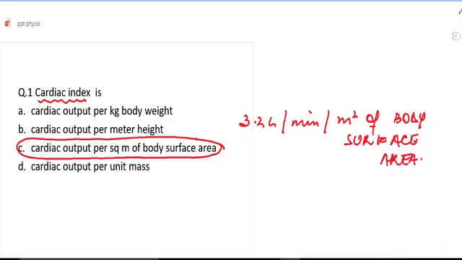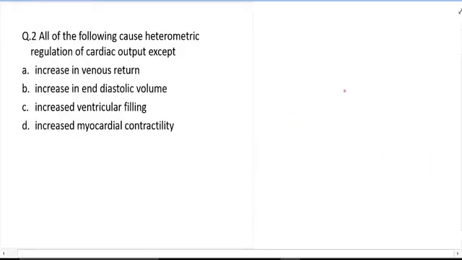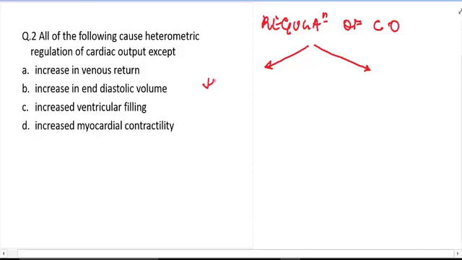Let's see the next question. All of the following cause heterometric regulation of cardiac output except. Now, what is heterometric? When you look at the regulation of cardiac output, there is a homometric regulation and a heterometric regulation.